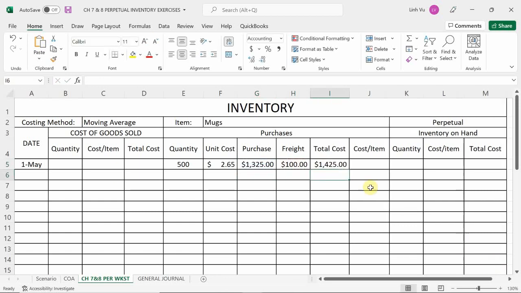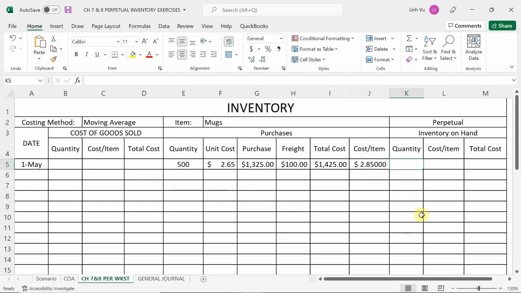Okay. And in this case, since it's the first batch of inventory that we have, because we're doing moving average, I am going to solve for my cost per item. So I'm going to take my $14.25 divided by 500, and I should get $2.85 even. Okay, so just to test to make sure it's even, I'm going to pull out my decimal to show me that it ends on that 5.